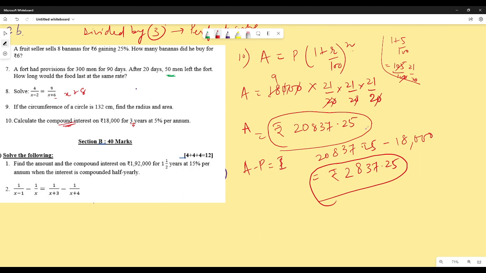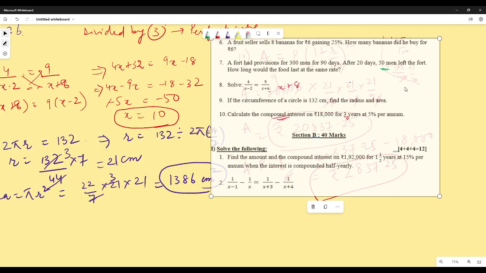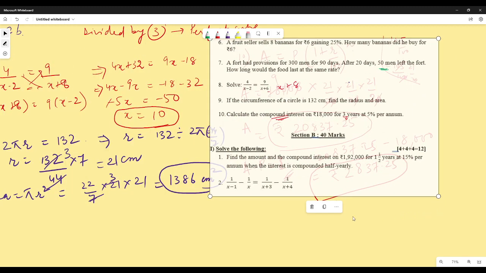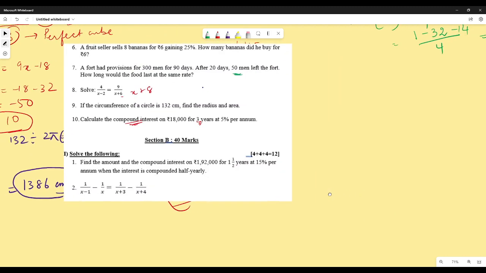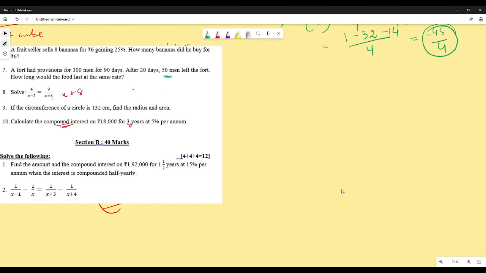This is the amount, so don't just remain stuck over here. You have to find out the interest as well. So until and unless you find out the interest, don't move to the next question. Okay, let us move to the next question over here, since we have found out the interest.